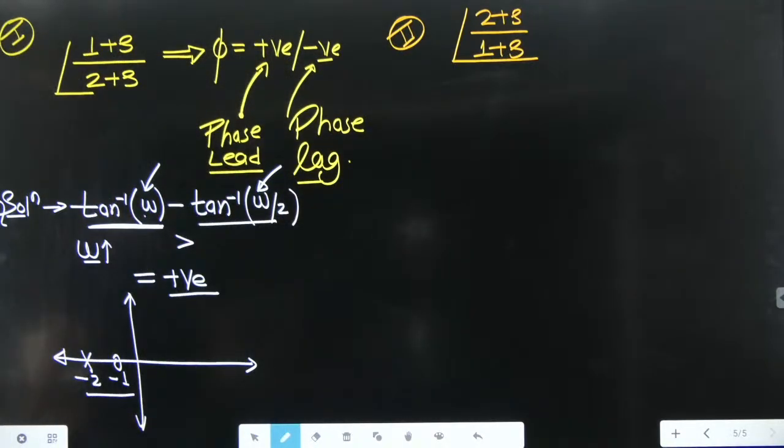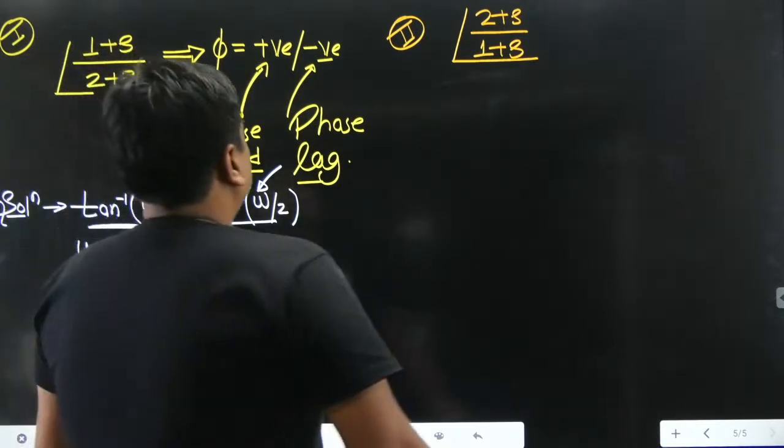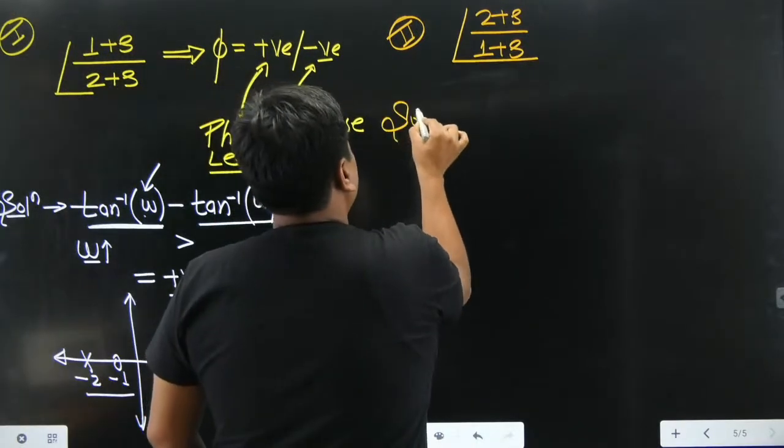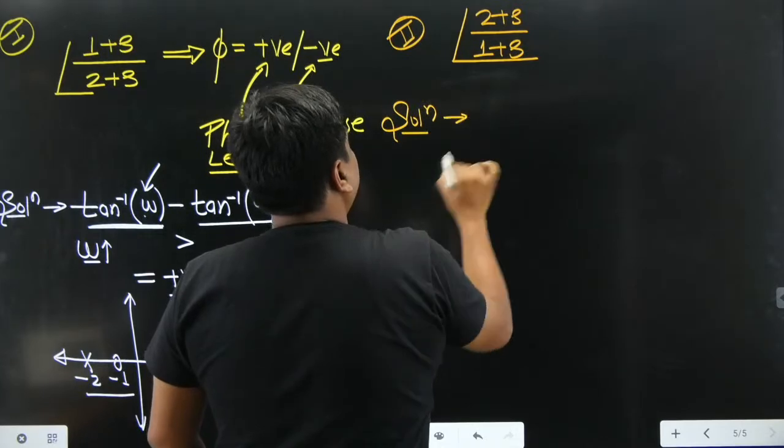So I would like to have the input from each one of you. What do you expect from it? Would it lag or would it lead? Obviously, now it would start lagging. How did I know about it? The same process which we have followed earlier.